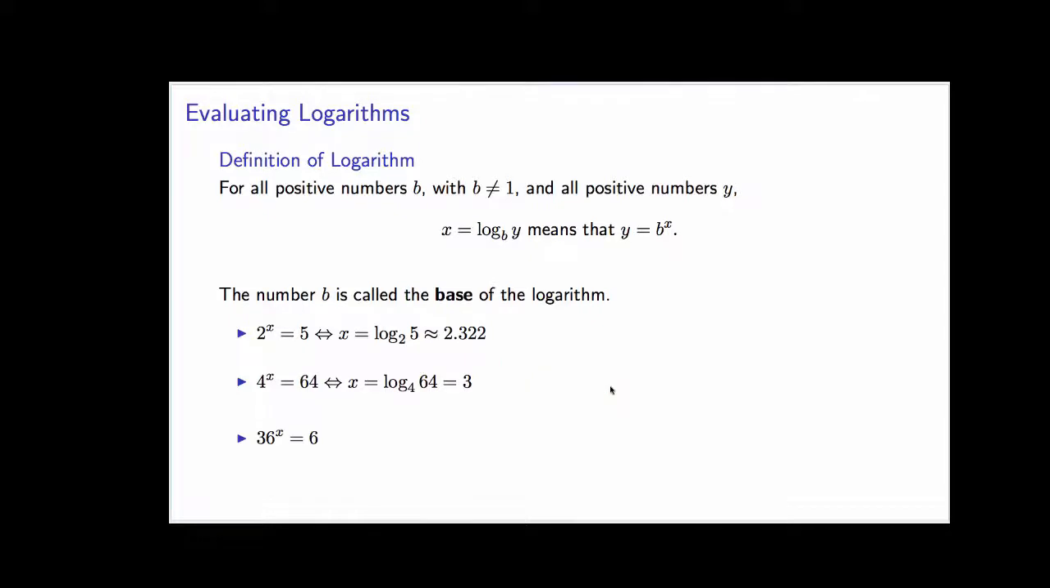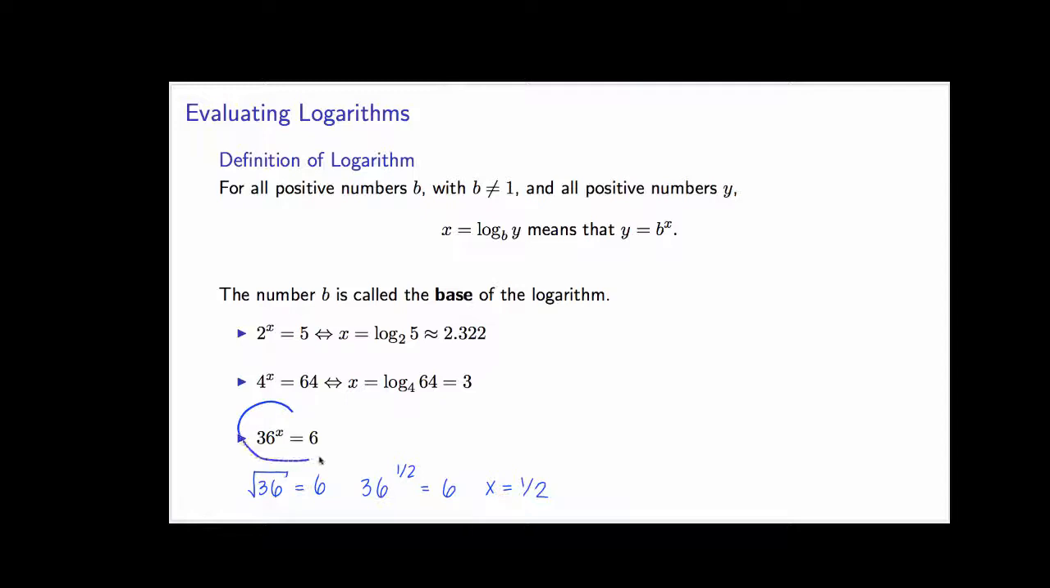Let's take a look at another example where we can actually solve for the value of x. Here we have 36 to the x is equal to 6. We know that the square root of 36 is equal to 6, or written using exponents, 36 to the 1/2 is equal to 6. So we know here that x is equal to 1/2.